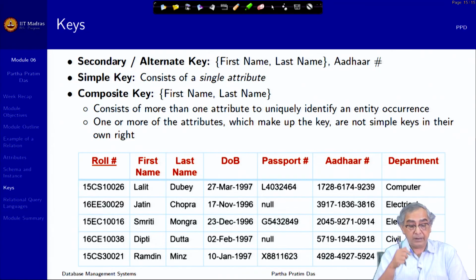So, those candidate keys which are not primary are called secondary or alternate keys. A simple key is a single attribute like Aadhaar number or roll number. Composite keys have more than one component, first name, last name, and based on that I have just shown a table here of possible values or a relational instance that you could have.